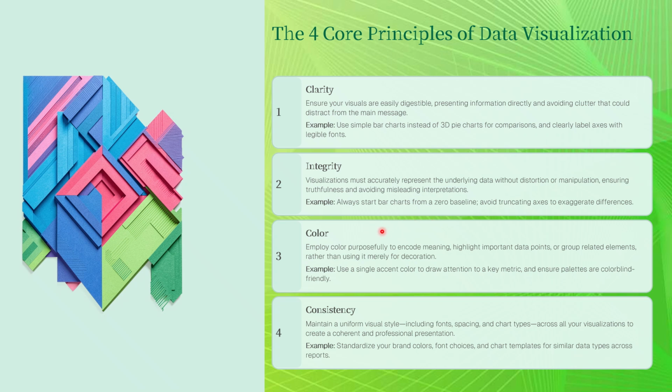Next, color is very important to visualize the data. Employ color purposefully to encode meaning, highlight important data points, or group related elements. For example, use a single accent color to draw attention to a key metric and ensure palettes are colorblind friendly.